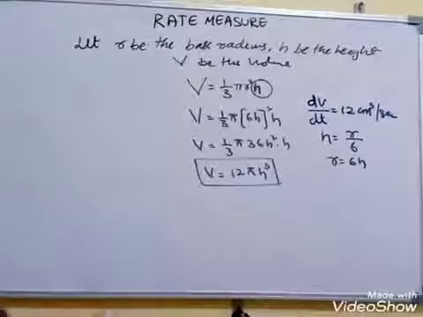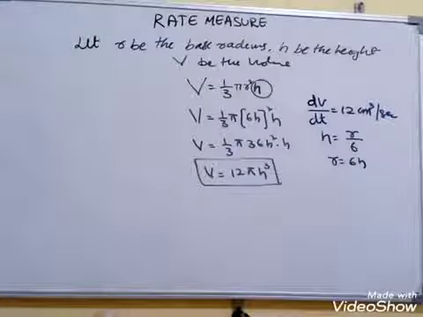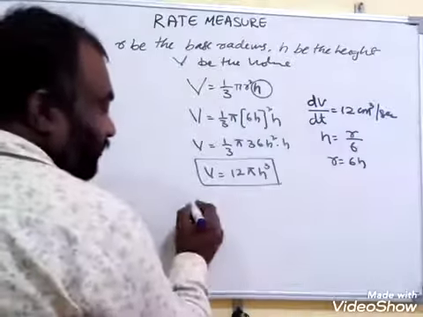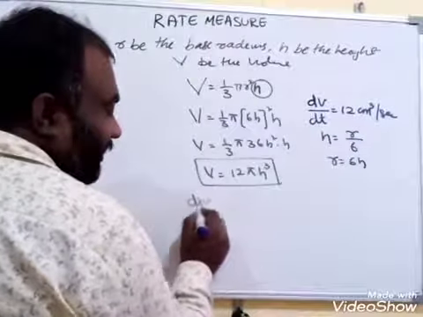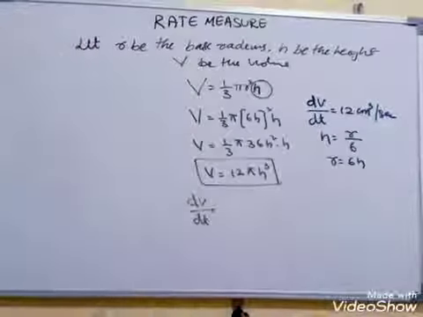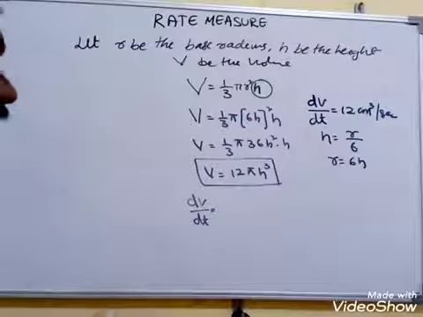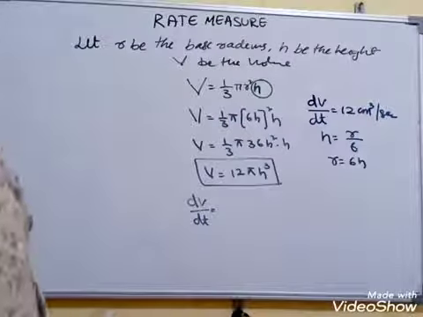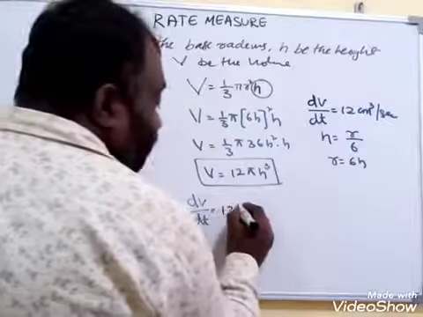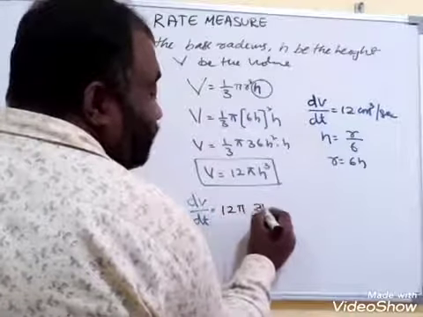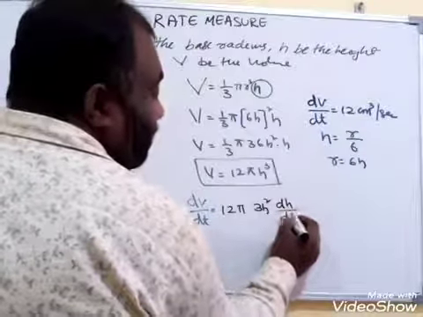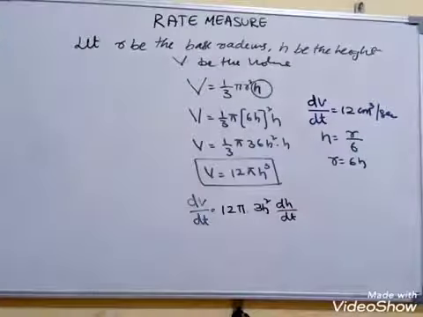Now what they asked is to find dh by dt, and dV by dt is given. If we differentiate with respect to t, what do we get? dV by dt is equal to, observe that 12 pi is constant, so we keep 12 pi as it is, into 3h square into dh by dt.